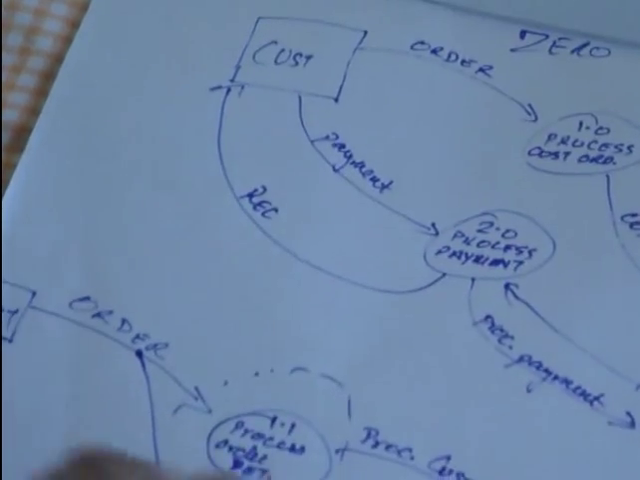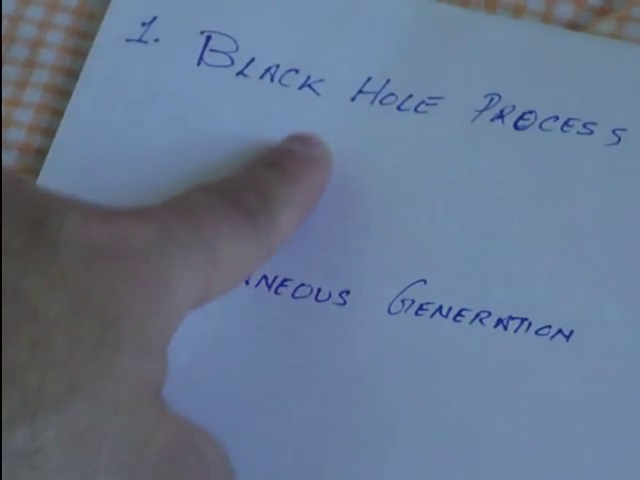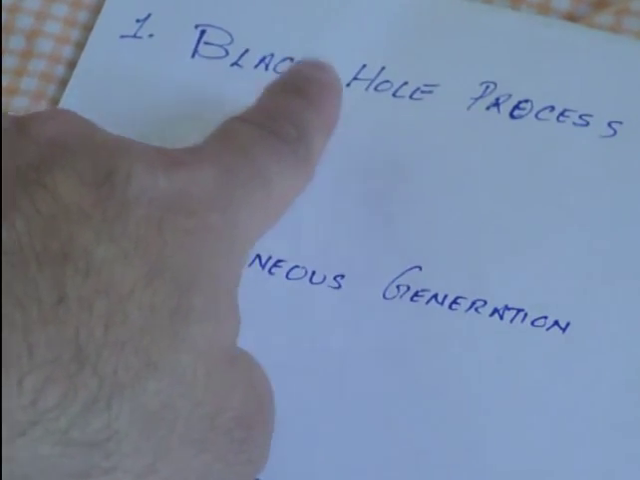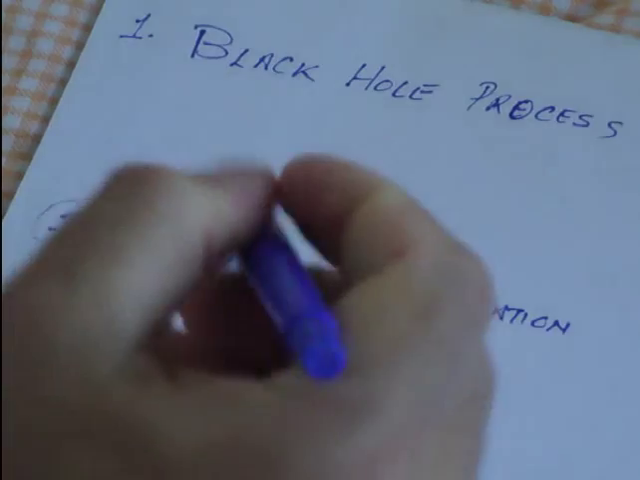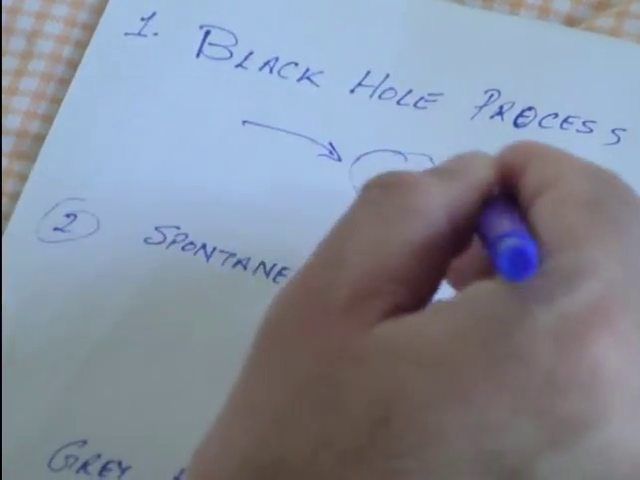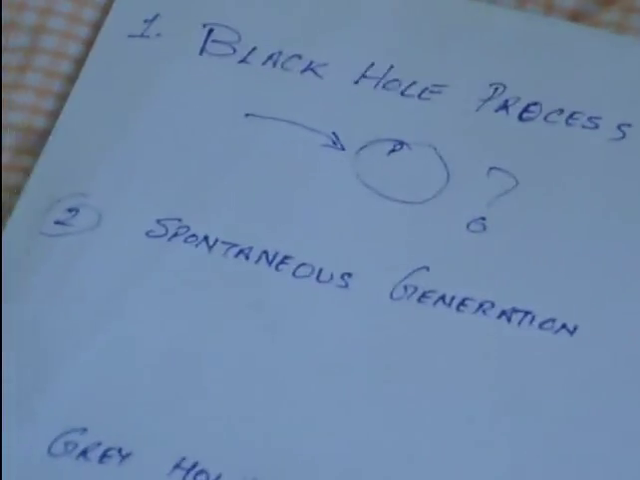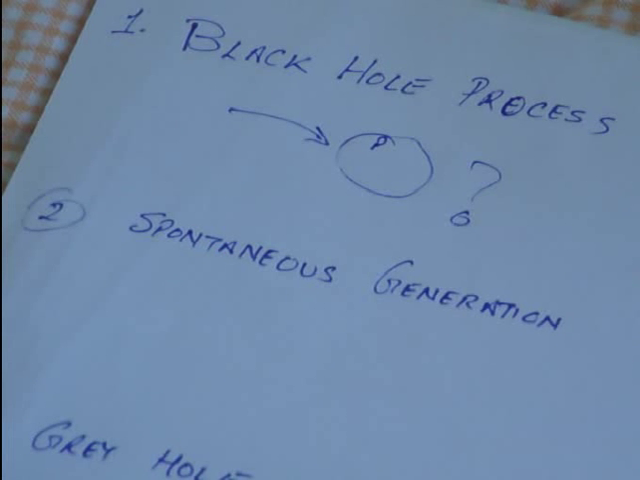So the other things that you have to make sure are the same things that we have done for the normal DFDs. Make sure there are no black hole processes. You understand black hole, which is basically a process with inputs but no outputs. This is wrong. If there is an input, there must be an output.